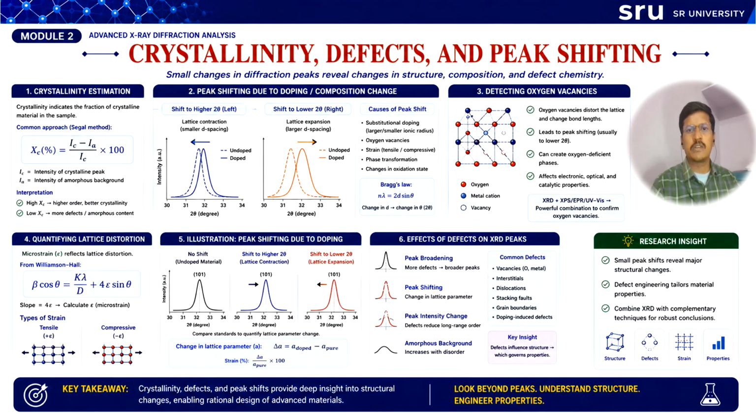This leads to a measurable peak shift in the XRD patterns. By carefully analyzing this shift, the researchers can confirm successful doping and estimate the structural modifications. So next we can discuss the effect of defects on the diffraction peaks, and how these defects influence the diffraction peaks and crystalline properties of the material.